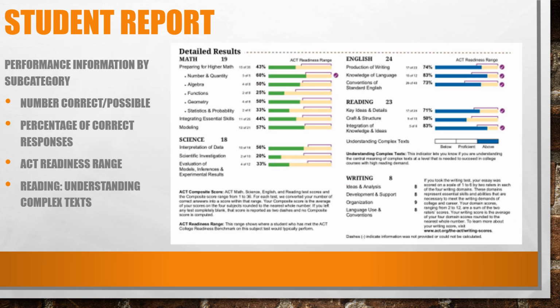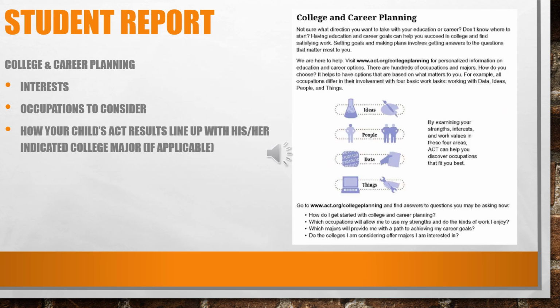On the bottom of the first page, the report provides detailed performance information in each subcategory, including the number correct and the number possible, the percentages of correct responses, the ACT readiness range, and in the reading section, it includes information about how well your child understands complex texts. On page 2, the report provides information related to college and career planning and what your child's ACT results potentially indicate about his or her interests, what occupations to potentially consider, and how your child's ACT results line up with his or her indicated college major, if applicable.